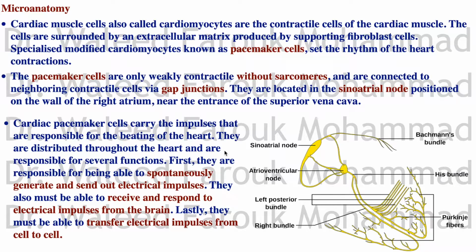The pacemaker cells are a special type of muscle fibers, but weakly contractile without sarcomeres, and they connect to the neighboring contractile cells via gap junctions to ensure the fast spread of ions among them. And it starts with the SA node, the sinoatrial node, AV node, the bundle of His, the Purkinje fibers. The sinoatrial node, which is the main node, is positioned on the wall of the right atrium near the entrance of the superior vena cava.